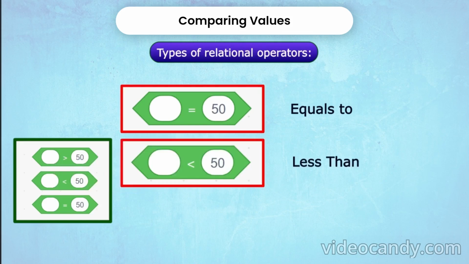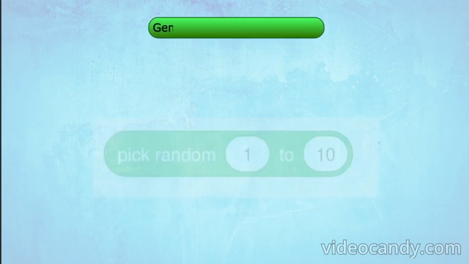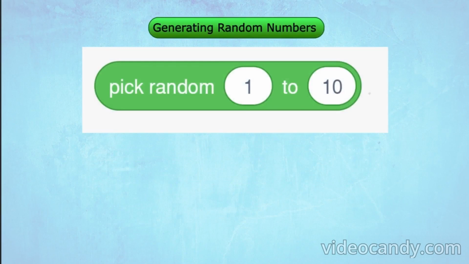Less than. It checks whether the first value is less than the second value. If it is less, the block returns true. If not, it returns false. It is applicable on both alphabets and values. Greater than. It checks whether the first value is greater than the second value and then shows the result as true or else false.